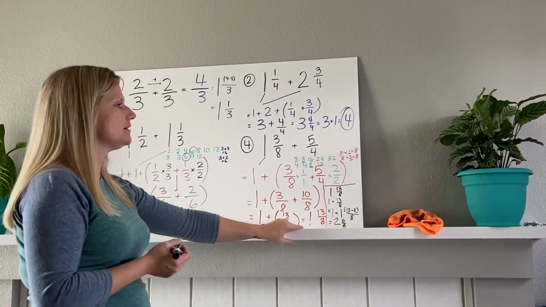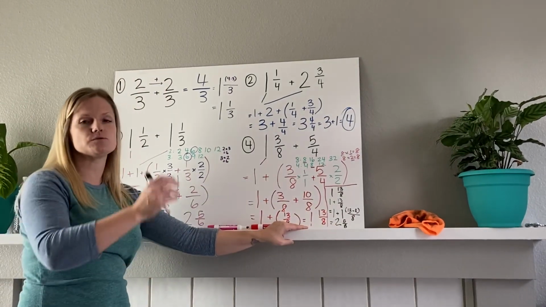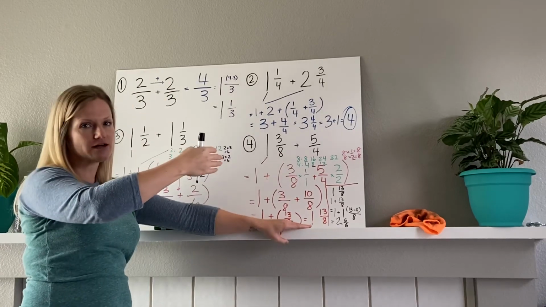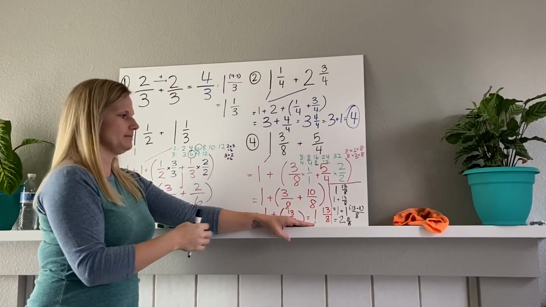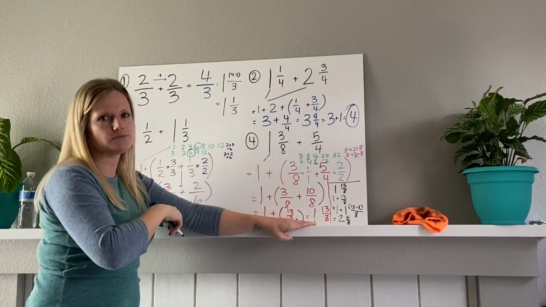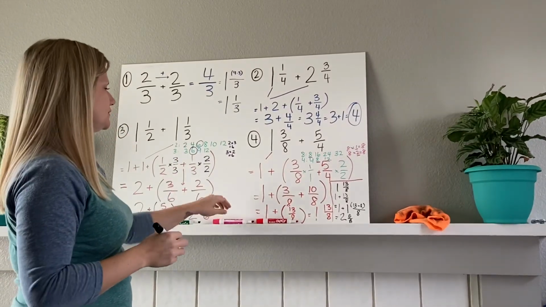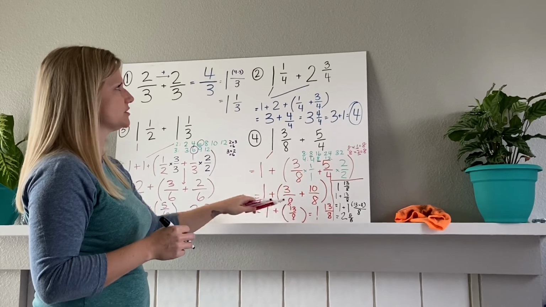You can do it also the way that we did it in our notes, which was to turn both numbers into improper fractions, multiply, and then simplify from there. But you can do it this way as well. So we're going to move to fraction subtraction now.